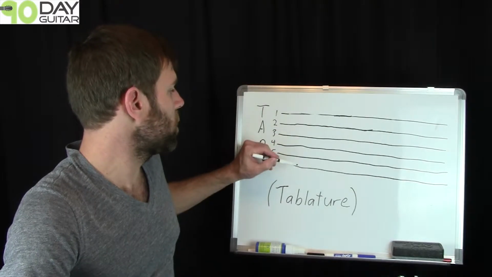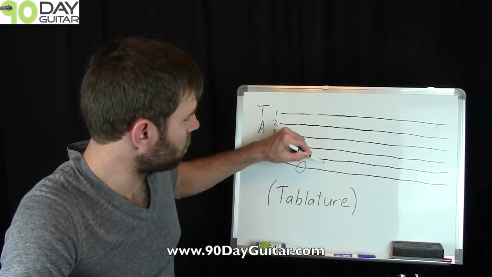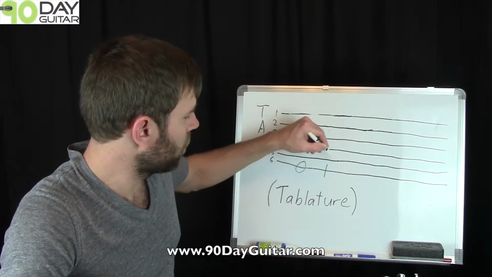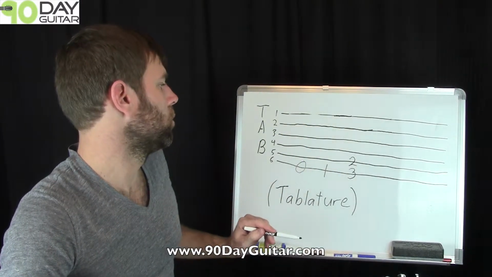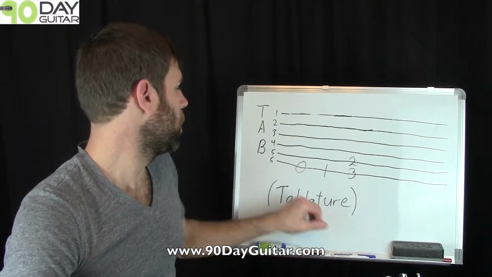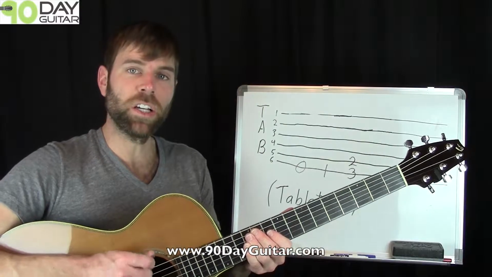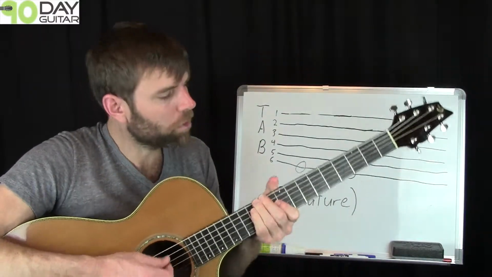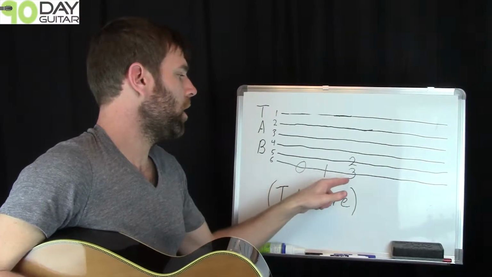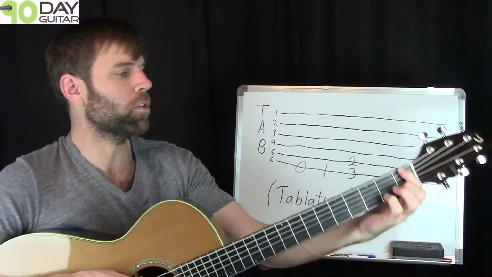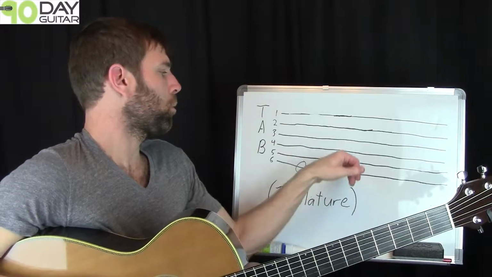Now let's say you may see something like this. 0, 1, then 3, 2. Okay, so now we're looking at the 6th string, okay, which is the top string. Okay, I need to change the strings, but so 0, and then you have a 1, and then you have a 3 and a 2. So 0, 1 on the 1st string. Okay, and then you've got 3 and 2 together.